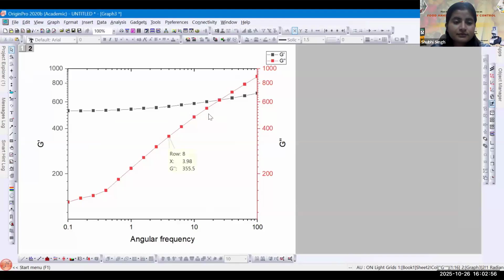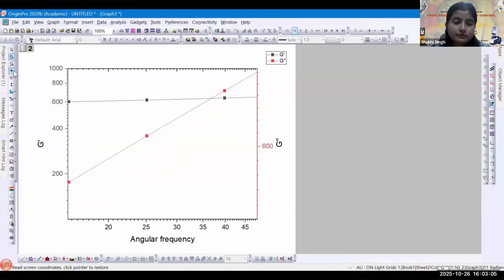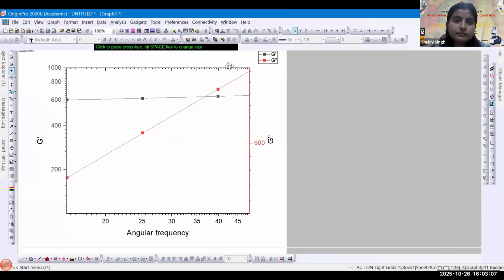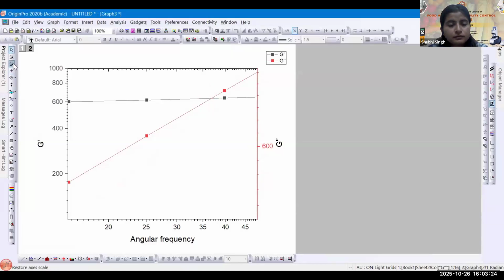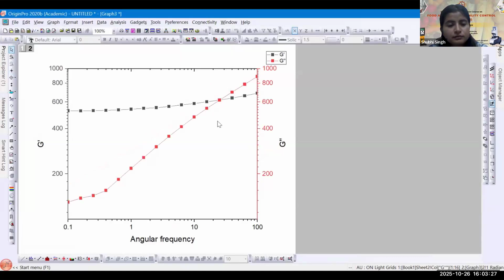is not dominating. But after a certain point, you can zoom out and select this screen reader here, and when you click on it somewhere, you see around x is equal to 36.69. So at this frequency, the two curves are cutting each other, which means after this frequency, 36.6, the behavior of the material will change. After that, viscous nature will dominate over this elastic nature.